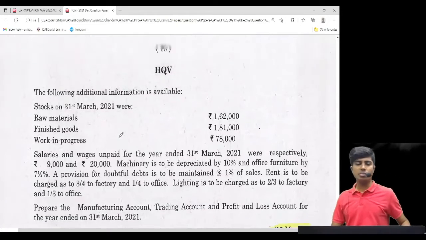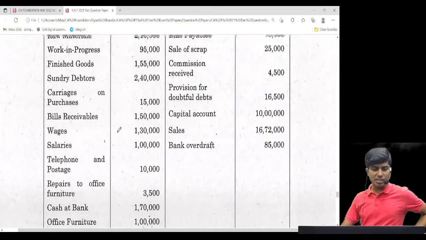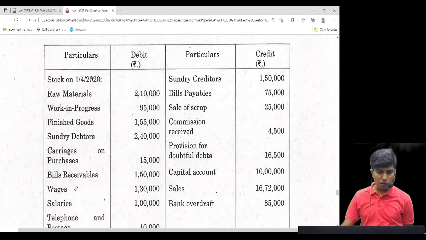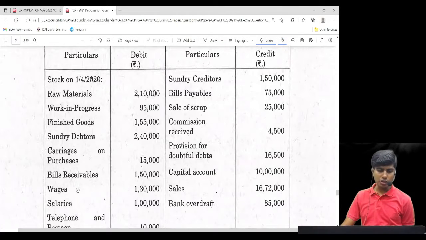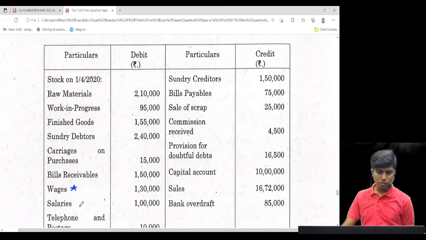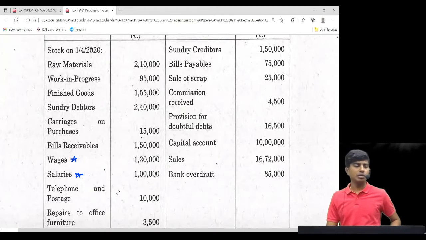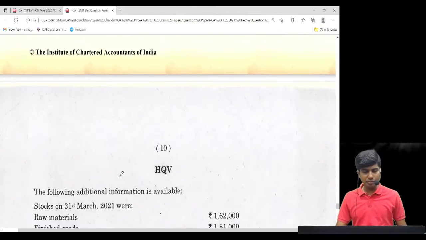Salaries and wages, there is some adjustment. Come to the trial balance, identify salaries, identify wages, keep one small dot. There is an adjustment on salaries. There is an adjustment on wages. Wages and salary both have adjustments. Then any other item with adjustment?